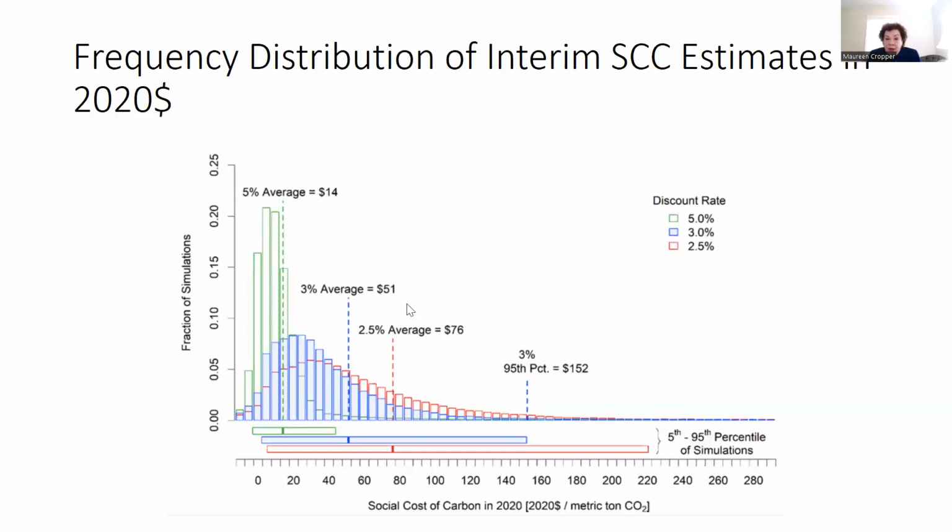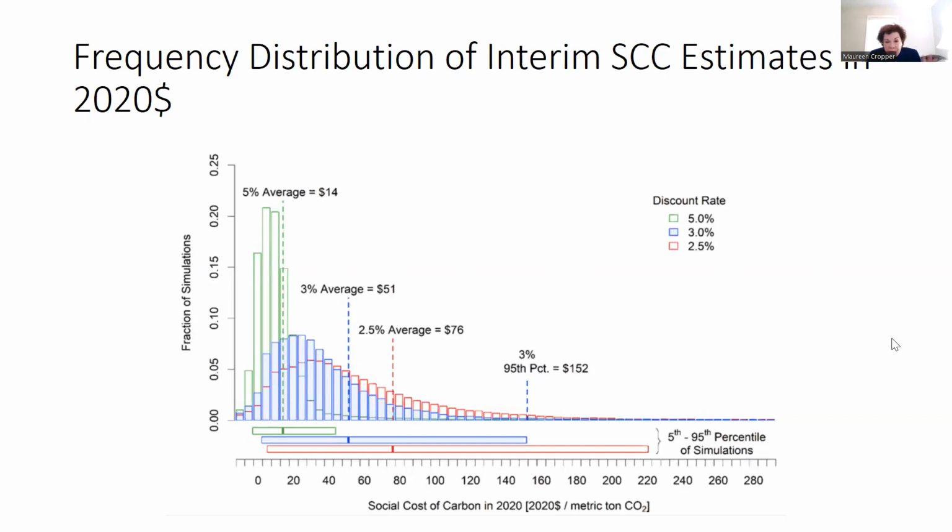The value that was emphasized was the 3% value, and that is a 3% discount rate, which would lead to a social cost of carbon of about $50 a ton. The social cost of carbon would be higher if you used a lower discount rate. So when President Biden became president, these values were adopted. They're referred to here as interim estimates. I hope you can see the title of the slide.